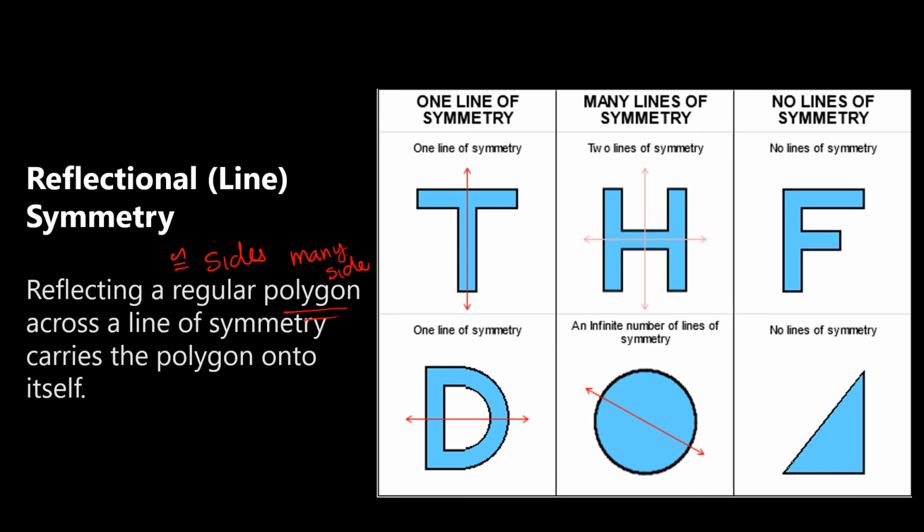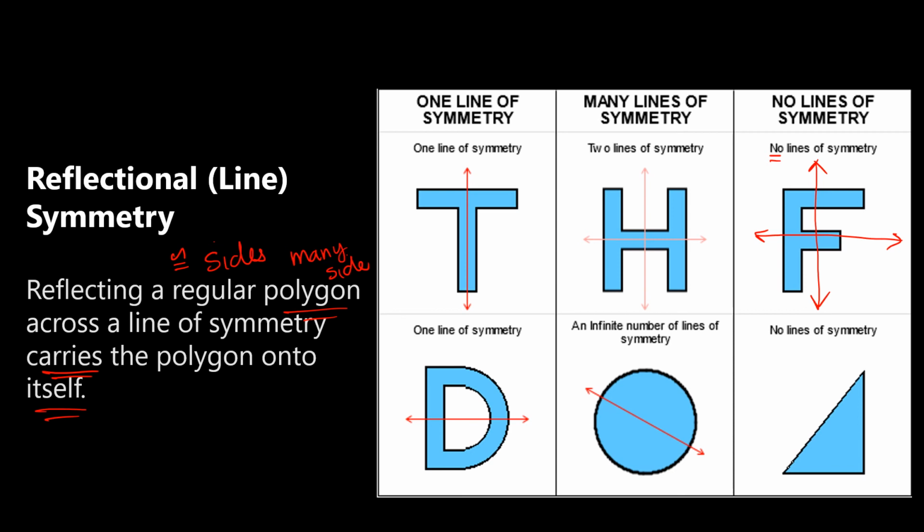So when I have some type of line symmetry, that means I can take that figure and fold it along itself, depending on the number of lines of symmetry it has. So that way it maps onto itself, or as it says, carries a polygon onto itself. So as you can see, we have one line of symmetry here for the letter T, two lines of symmetry for the letter H, and then no lines of symmetry for the letter F, because there is no line that can be drawn through F that will create this F to be mapped equally onto itself.